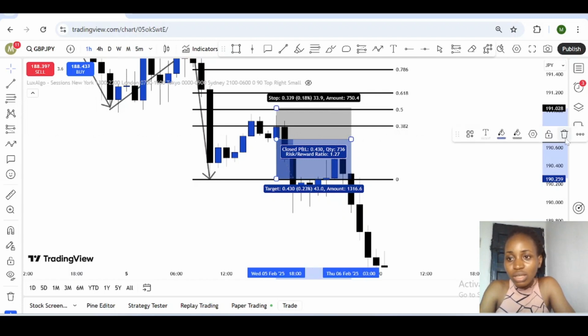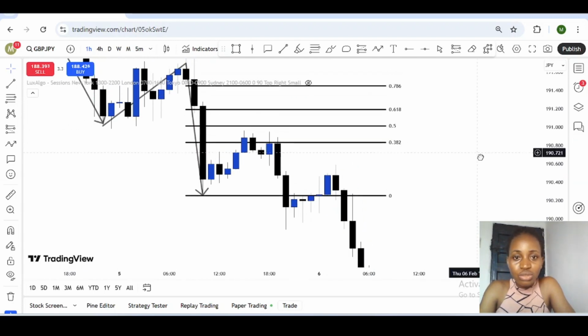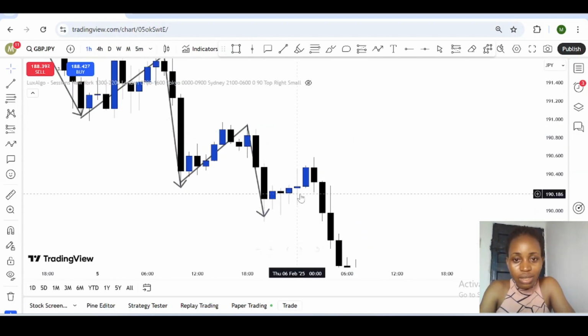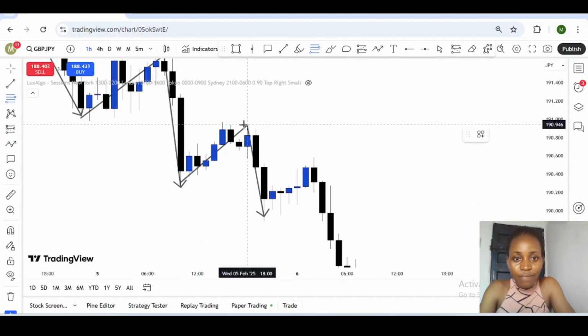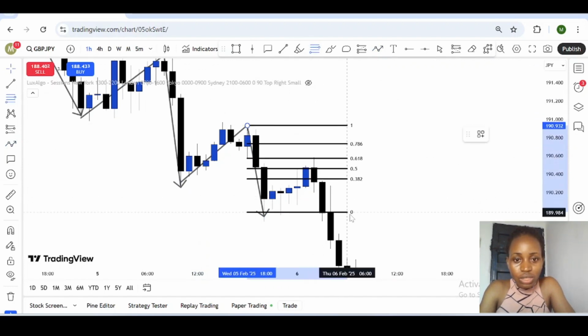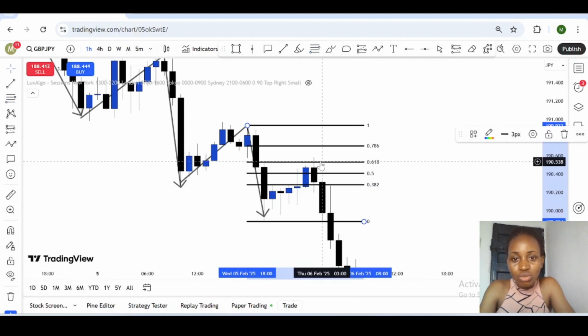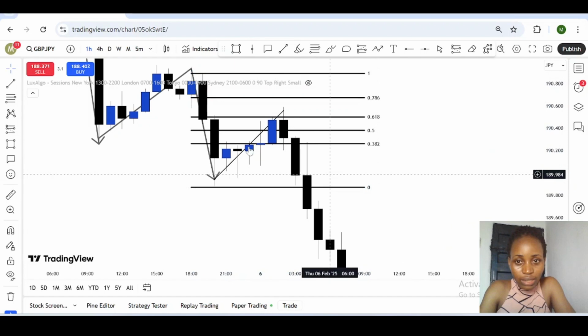All right, so let me take it off and show you the next swing. We have the next swing here. So what you have to do is place your fib from here to this point here. You can see that it got to this point, which is above the midpoint, the 50% level. It traded up to 61%. So now you can see that price respected this point.